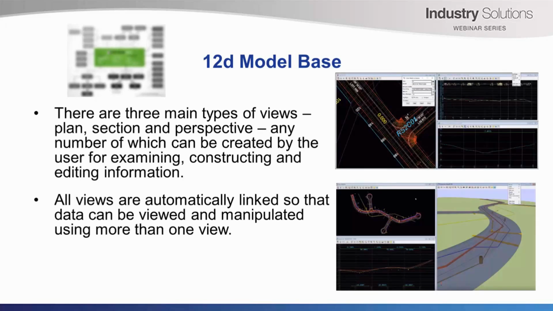There are 3 main types of views in 12D model base. There is the plan view, the section view and the perspective view, any number of which can be created by the user for examining, constructing and editing information. All views are automatically linked so that the data can be viewed and manipulated using more than one view.